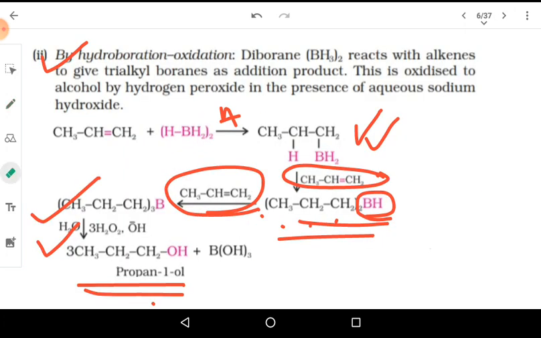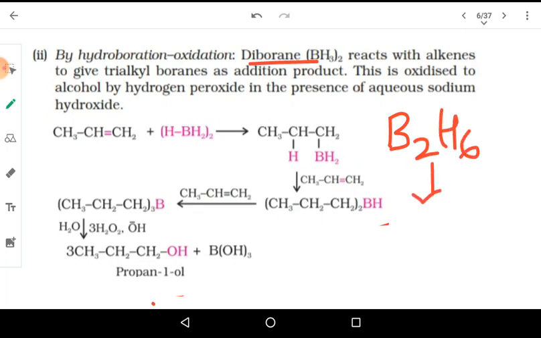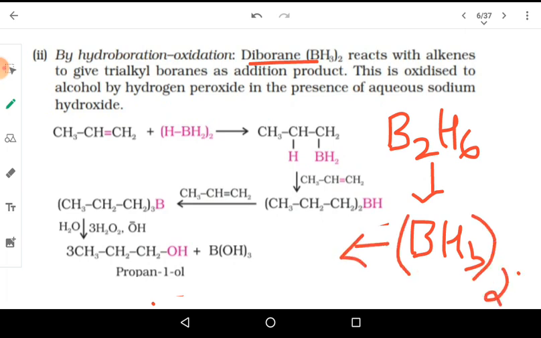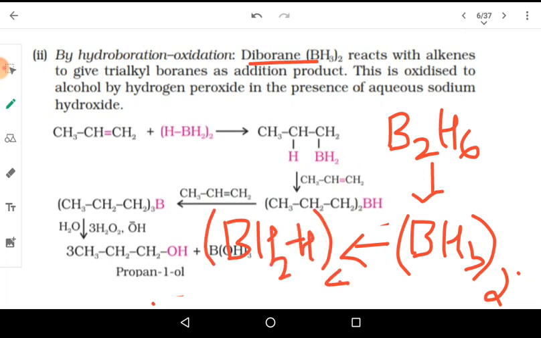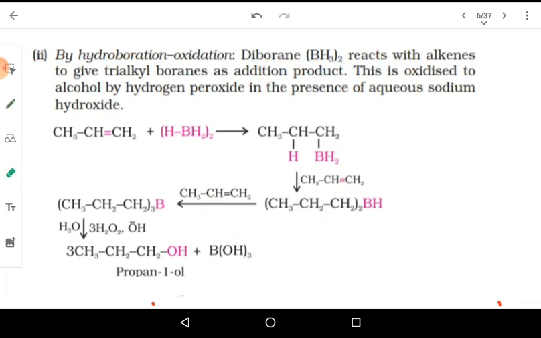Now let us see the next reaction, that is the hydroboration oxidation reaction. In this process, we are going to add diborane. Now diborane, as you remember, is B2H6, or I can write it as BH3 twice, or I can also say it as BH2H twice. This is another form of representing the same molecule. So we are going to add B2H6 onto this molecule according to anti-Markovnikov's addition.